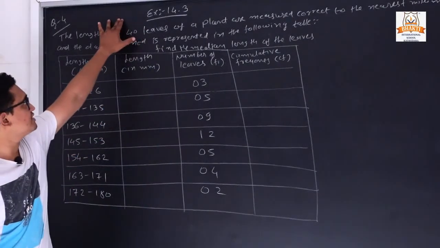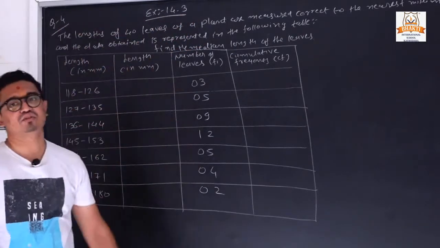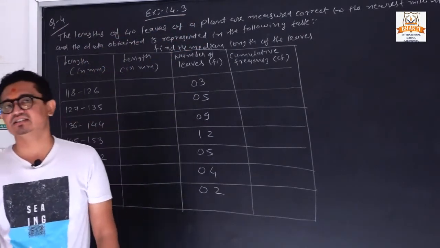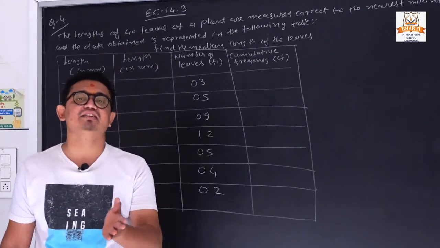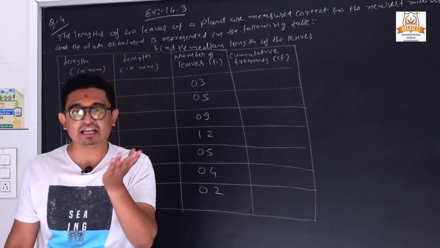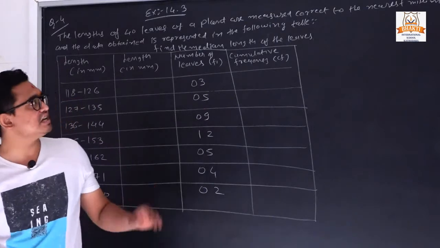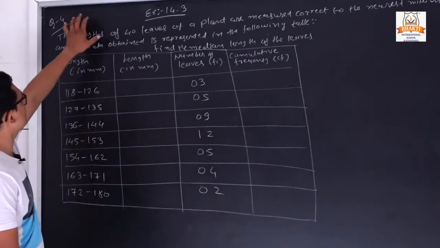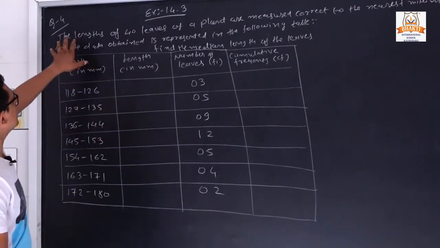So in this lecture we are discussing exercise number 14.3, question number 4. In questions 1 to 3 we can see that we find the median, and if the median is given then find the missing frequency. These both methods are very important from our exam point of view. So in today's lecture we will discuss question number 4 from exercise 14.3. First of all, we read that question.